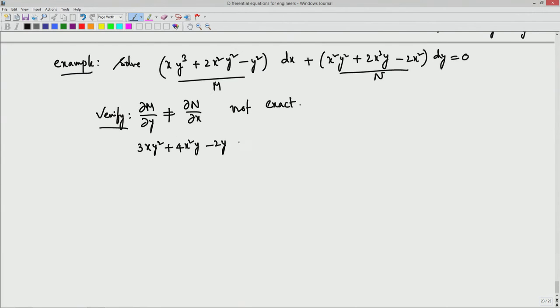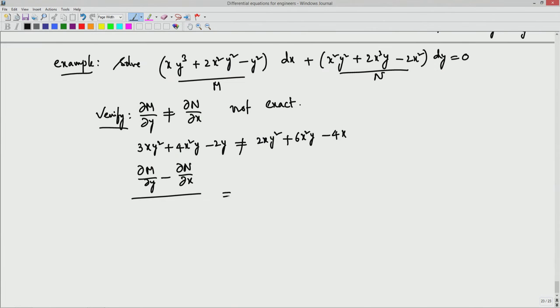Okay, this is not equal to ∂N/∂x, which is 2xy² + 6x²y − 4x. Obviously they are not the same, so it's not an exact equation. But if you calculate ∂M/∂y minus ∂N/∂x, what is this?